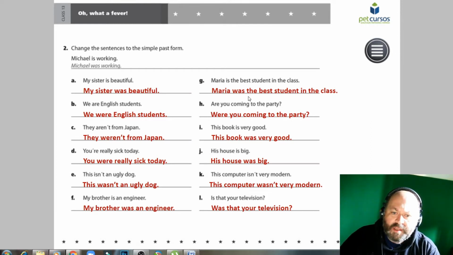G. Maria was the best student in her class. Were you coming to the party? This book was very good. So she finished reading, yeah? His house was big. This computer wasn't very modern. Was that your television that I just broke?